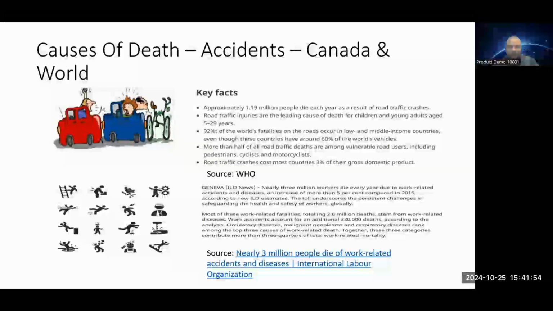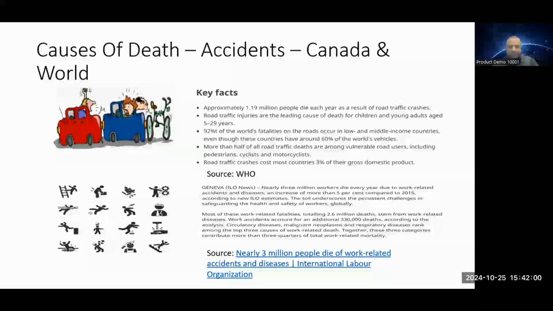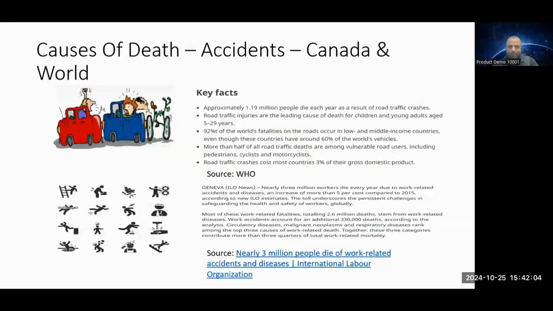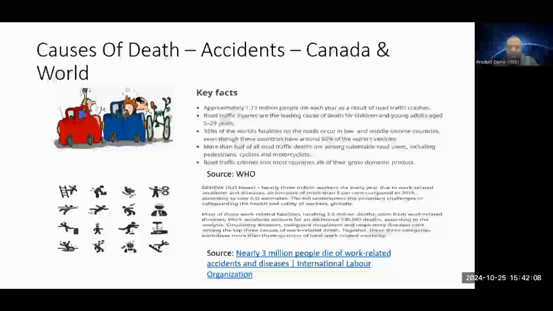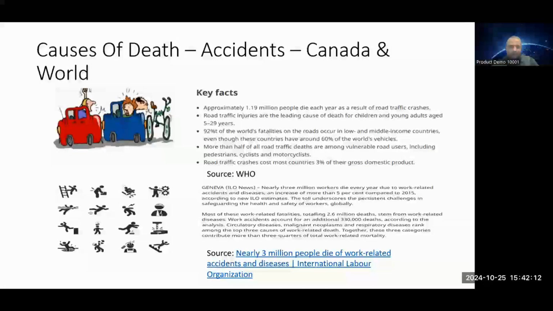Accidents was yet another reason for casualties or fatalities in Canada. Approximately 1.19 million people die each year as a result of road accidents, and they cost countries about 3% of their GDP.